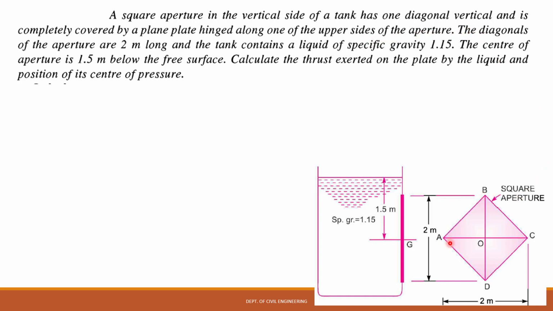So here this is the opening and it is covered by a plate, and this plate is hinged along one of the upper sides. How many upper sides are there? Two upper sides are there. This is the first upper side, this is the second upper side. So along one of the upper sides it is hinged.